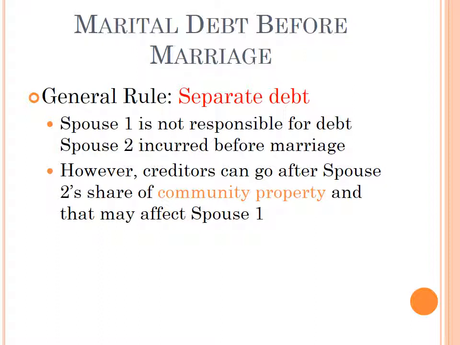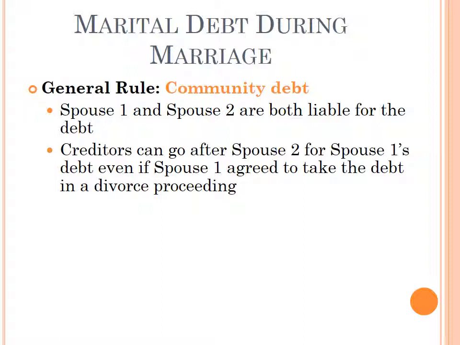And this is true. However, it's important to remember that community property is split equally. So if spouse number 1 and spouse number 2 jointly own a home together, then the creditors can go after the part of the home which is owned by spouse number 2. And so this can affect spouse number 1 in that the house might have to be sold in order to pay the debts out of the half that spouse number 2 owned in the home to the creditor.